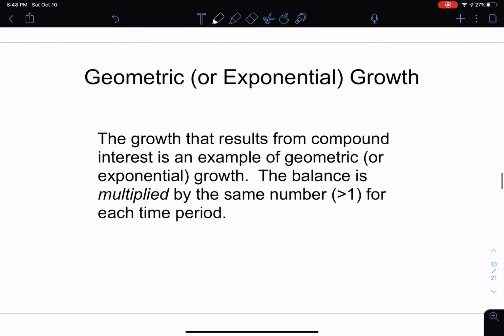But yeah, the growth here that results from this is an example of geometric or exponential growth, because you're multiplying the balance by the same number for each time period. It says greater than 1 because it's the 1 plus the interest rate. So like if 3% interest rate, it's 1.03. Each year or each time period or whatever, you're going to be multiplying by that same number.